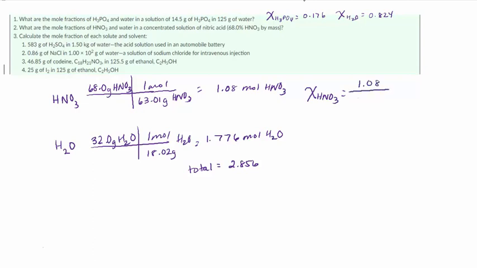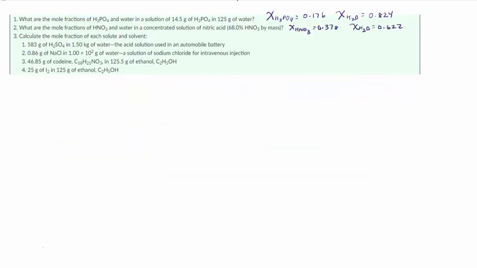So to find the mole fraction of nitric acid, I take the moles of nitric acid and divide it by my total moles. And I get a fraction of 0.378. The mole fraction of water is then 1 minus 0.378, which I find to be 0.622.